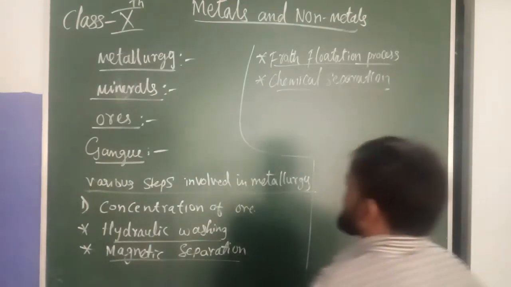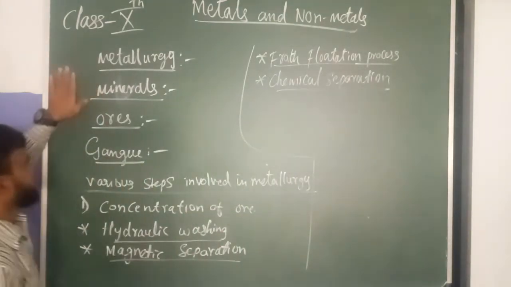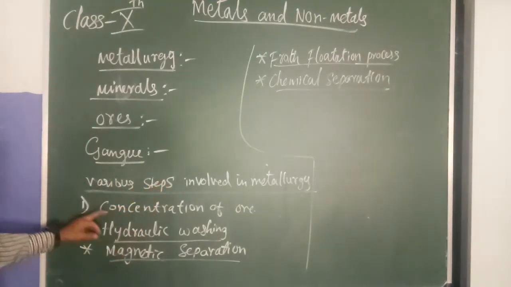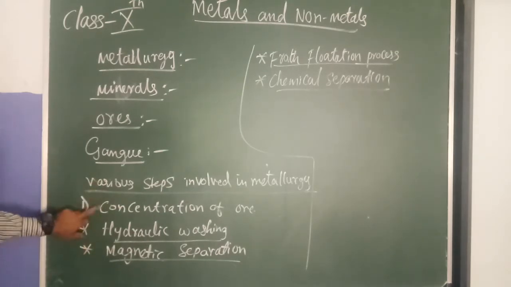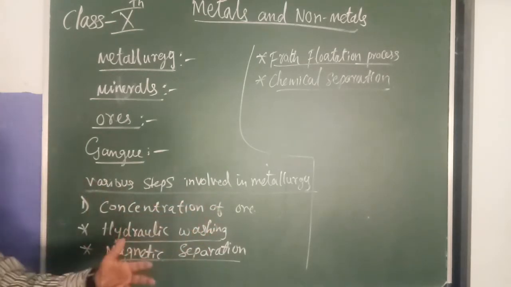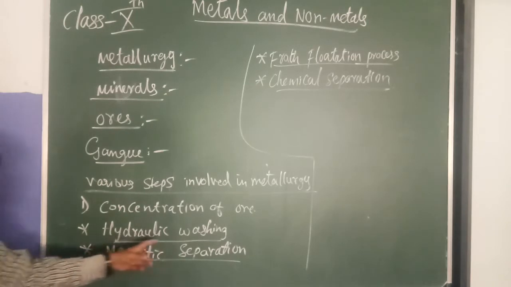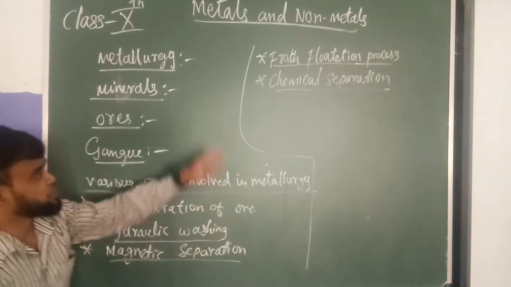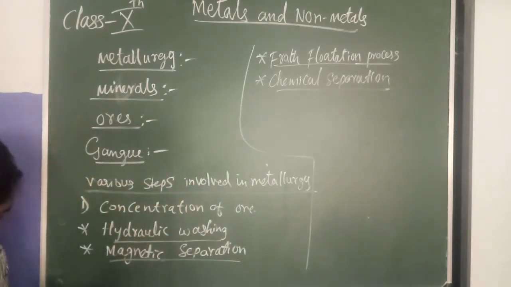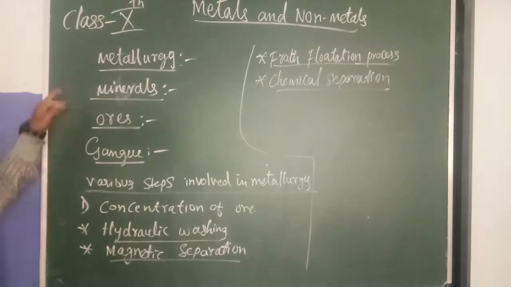Now I am going to explain metallurgy, minerals, ores, gangue, and the various steps involved in metallurgy. The first step is concentration of ore. First I am going to explain hydraulic washing, in which the concentration of ore is separated. Then hydraulic washing, magnetic separation, flotation process, and chemical separation. These are all I will explain. After that, the second step I will explain is oxidation. Right? So first, metallurgy.